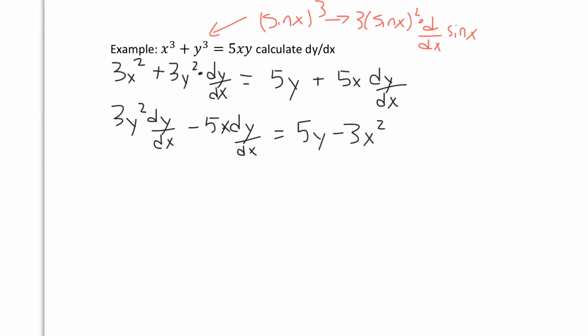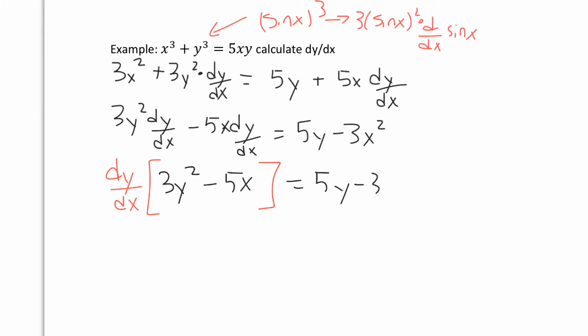Okay, so remember my goal here. I'm trying to solve for dy dx. I actually want to calculate dy dx. And what that means is on the left-hand side, I want to do a little factoring. Notice, each term here has a dy dx in common. So we can factor dy dx out of the left-hand side. Dy dx left with 3y squared minus 5x equals 5y minus 3x squared.